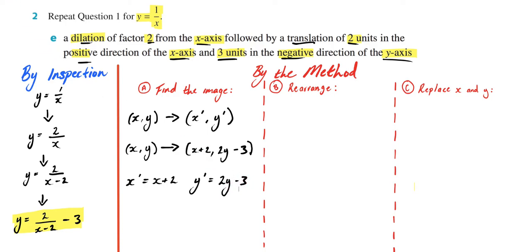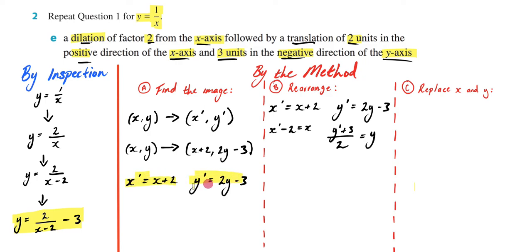Perfect. Next, let me grab this and let us now move on to our second step, which is all about rearranging. So I don't want it to be x dash equals, I want it to be x equals. So I'm going to rearrange it so it's like that. So I'm going to get x dash minus 2 equals x. So I just minus 2 from both sides. And same thing over here, I want it to be y equals. So that will be y dash plus 3 divided by 2 equals y. So I plus 3 to both sides, then divided both sides by 2. So notice in my first step, I got x dash equals and y dash equals. Step 2, I got x equals and y equals.